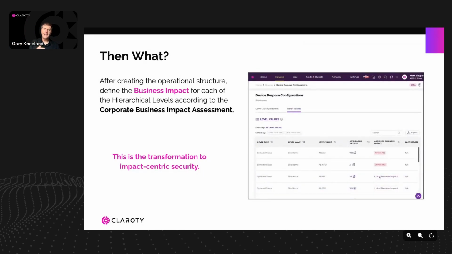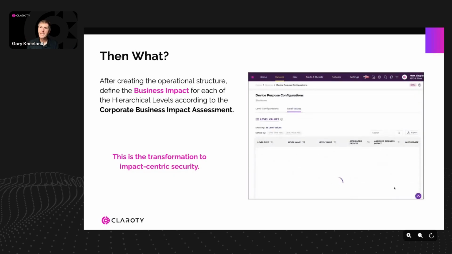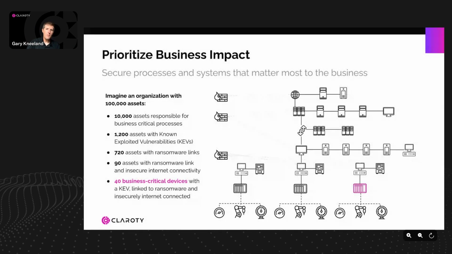And I get this transformation where, instead of just looking at random assets, I am now looking at the business impact of these assets and responding appropriately. This also lets me start prioritizing my business impact. Again, if we look at an organization with hundreds of thousands of assets, they may have 10,000 assets that are part of critical processes. Out of those, 1,200 may have known exploited vulnerabilities, so things we want to go do something with. Maybe a bunch of assets have ransomware links. This is pretty normal for large-scale customers where you have a big old pile of work, right? We have a lot of different things here.